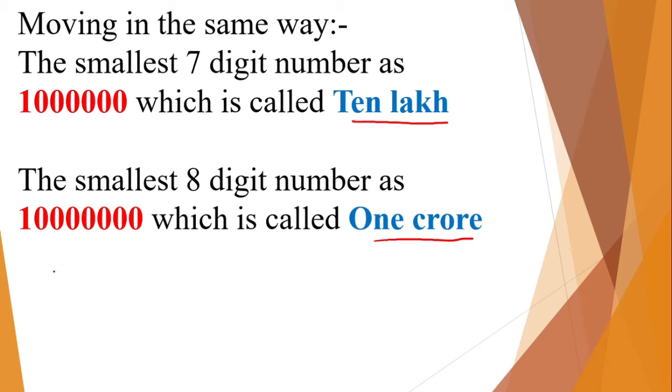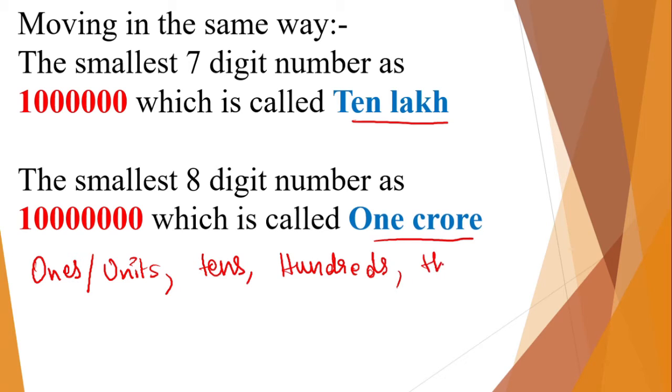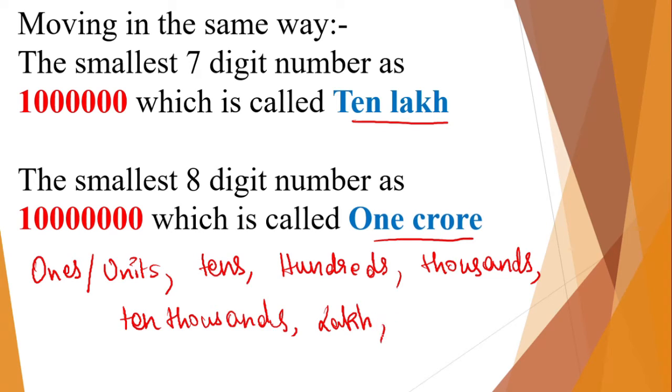See, first we have ones. We can call it ones or units. And we have tens, hundreds, and then thousands, and then 10,000s, and then lakh, and then here we have 10 lakh and 1 crore. So this is the place value.